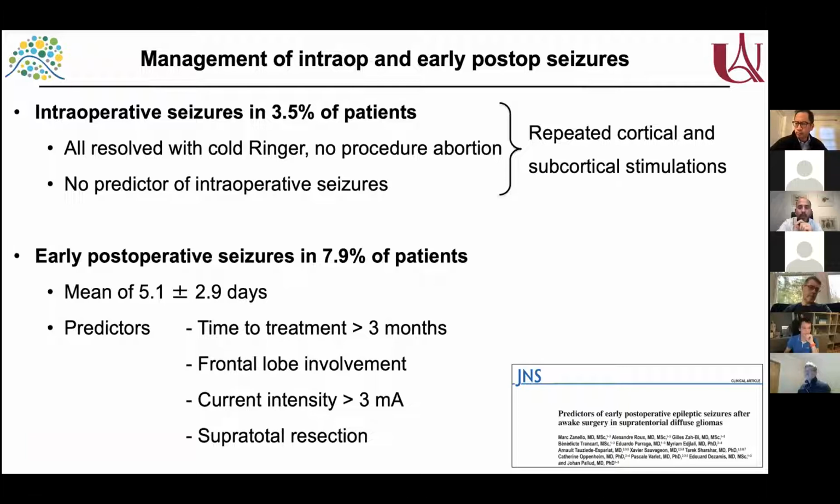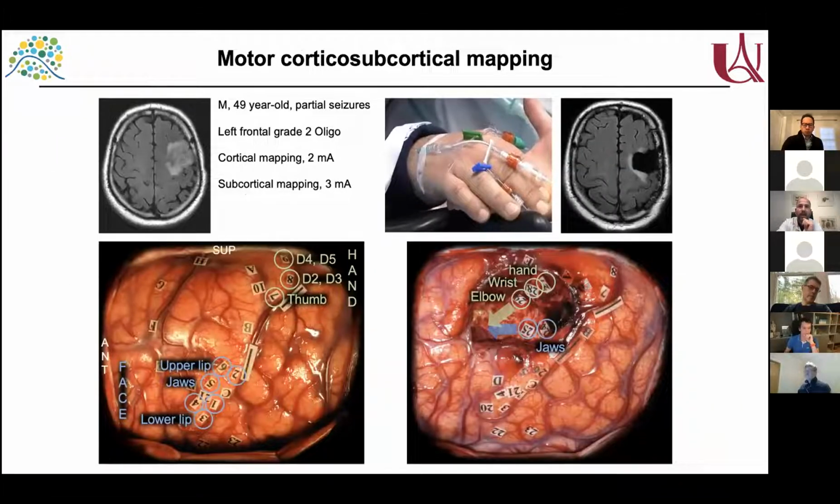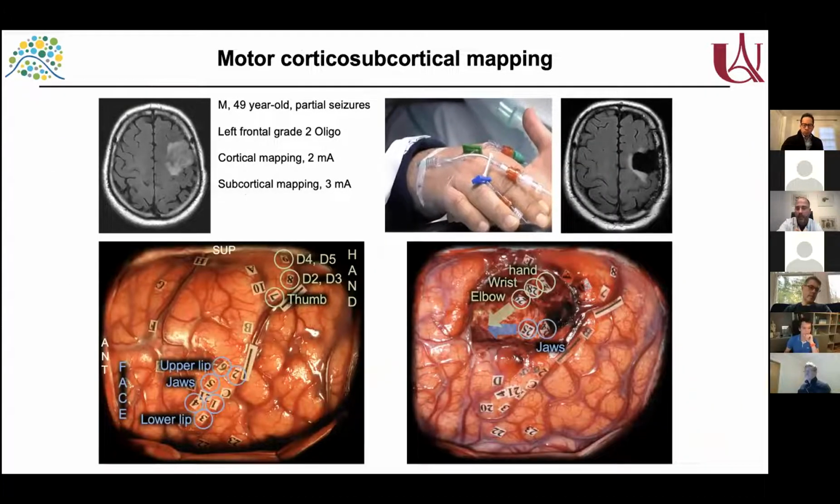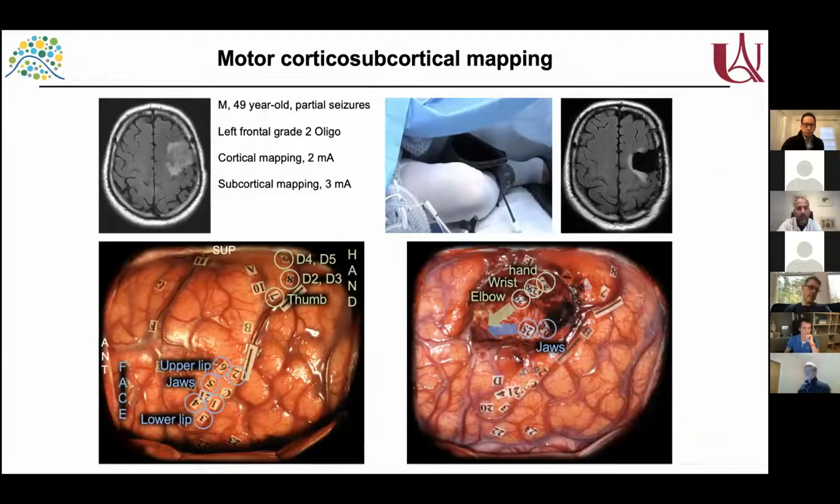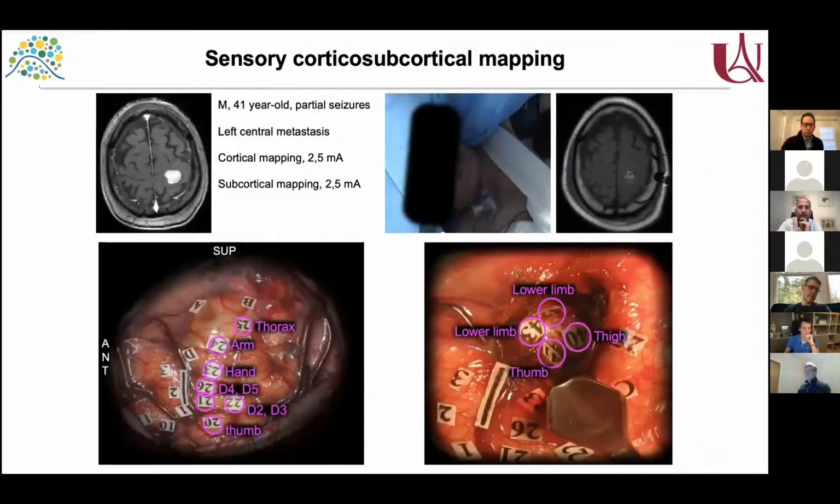And one of the predictors of the occurrence of early postoperative seizure is the intensity of the current used for mapping. So it is mandatory to use the lowest current intensity to map your patient. This being said, we can routinely tailor the resection according to functional boundaries, such as primary motor pathways, as observed in this example. You for sure can map primary sensory pathways.